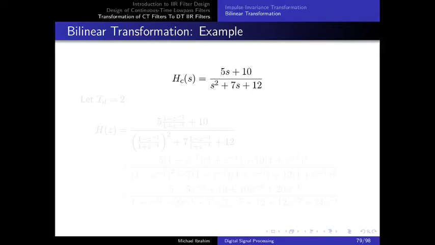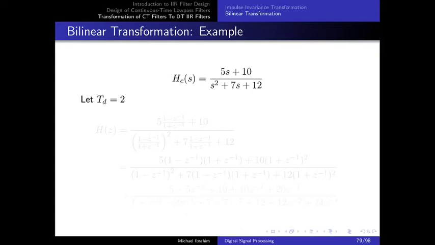So given this system, we need to apply the bilinear transformation, or transform it into a discrete time filter. The first step is to set TD equal to 2. This will always be the case. TD is just a constant. It does not affect the filter specification. It can take any value, and the easiest value is to set it to be equal to 2.